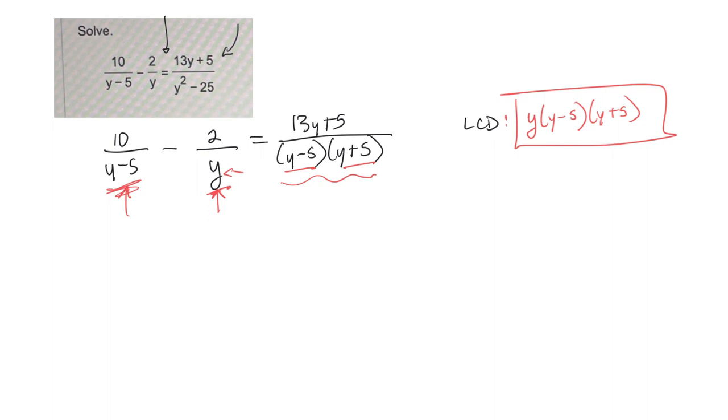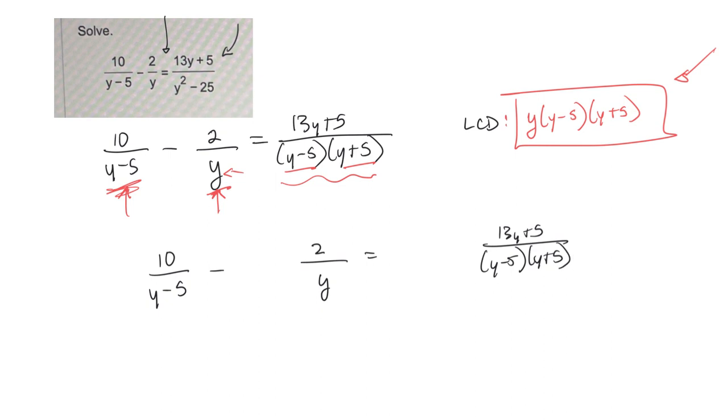Okay, then, if it's a rational equation, you can multiply every term by that lowest common denominator. So I'm not changing the denominators to be this. I'm just multiplying every term by that. So let me show you. You've got 10 over y minus 5, minus 2, notice I'm giving myself lots of room there, equals 13y plus 5 over y minus 5, y plus 5. Now notice I didn't change any of those denominators.